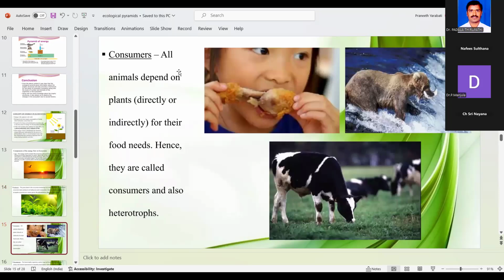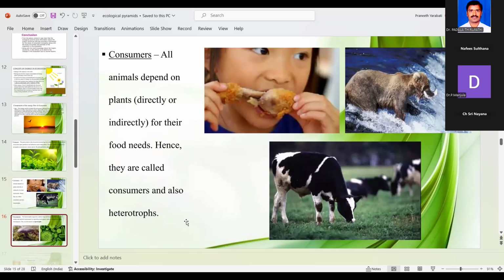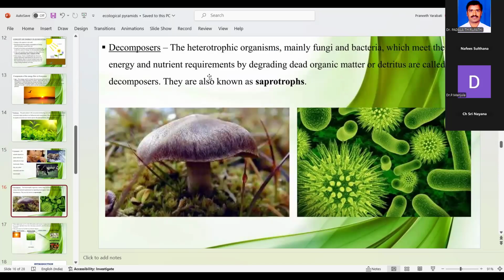Second one is the consumers. All animals which depend on plants, directly or indirectly, for their food needs are the consumers. Hence the consumers are heterotrophs. Another one is the decomposers, the heterotrophic organisms, mainly fungi and bacteria, which meet their energy and nutrient requirements by degrading dead organic matter and detritus. They are also known as the saprotrophs. We already discussed this in biotic components.